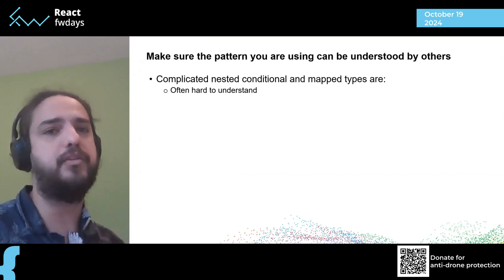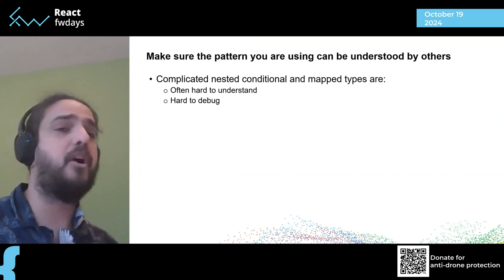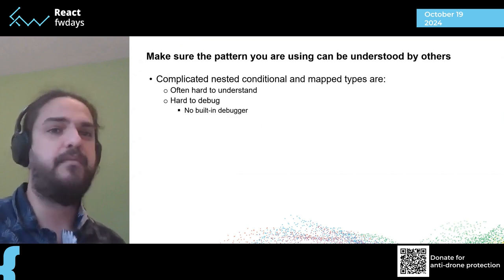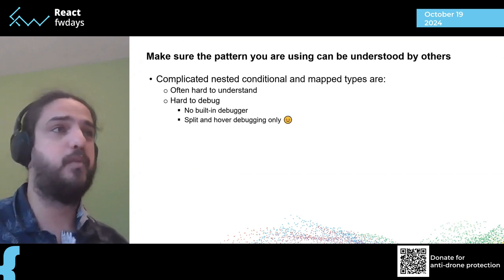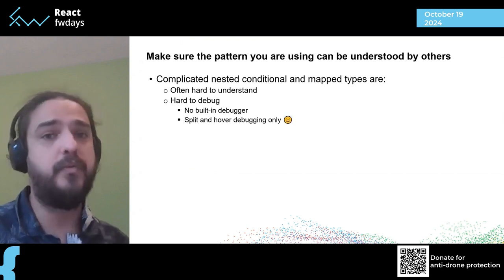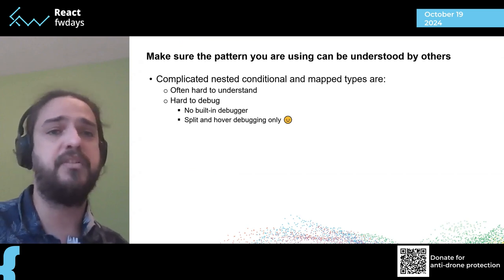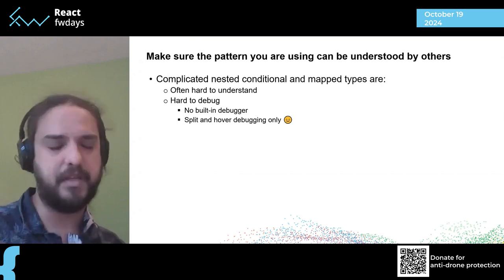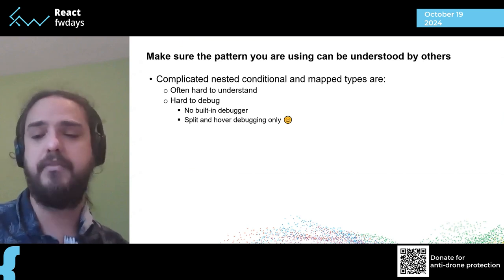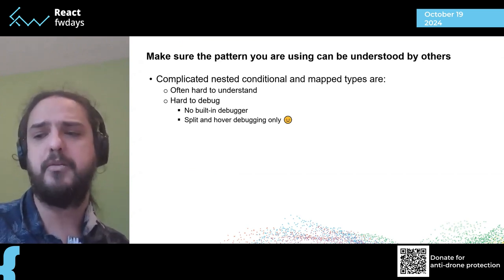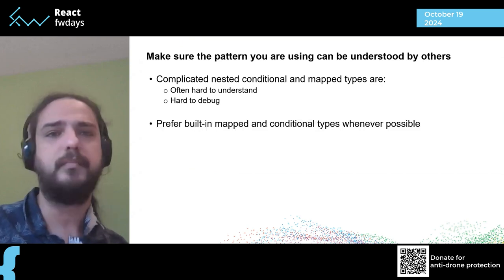So these nested and conditional types are often hard to understand. The worst part is they're often also hard to debug. There's no built-in debugger for types. And what we usually end up doing is just hovering over types and seeing if they return the type we're expecting. We maybe sometimes split them out and again hover over to see if that worked or if the type is what we expect. So they're usually pretty difficult to debug.